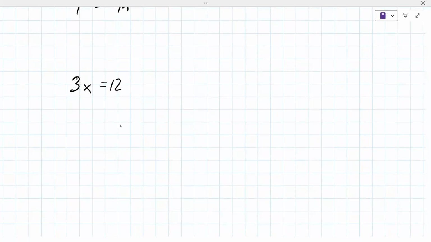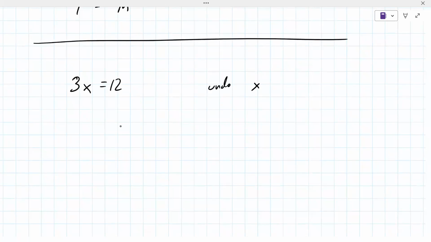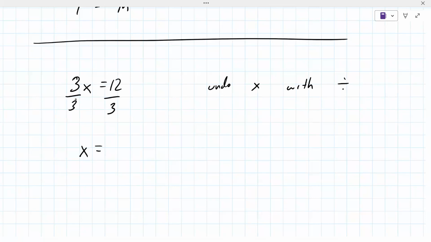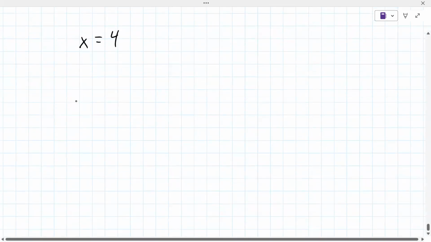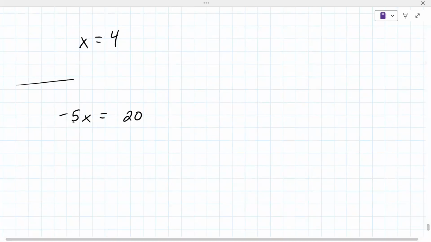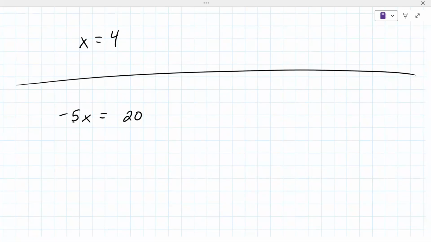Okay, let's take a look at something like this: 3x equals 12. How do you undo multiplication? Division. Yeah. So you look at the side with the variable; you don't care about the other side. You divide by the number in front of the variable. It'd be 4. Yes. Now let's say it's -5x equals 20. What is the number in front of the variable? -5. So you divide both sides by -5. What does x equal?